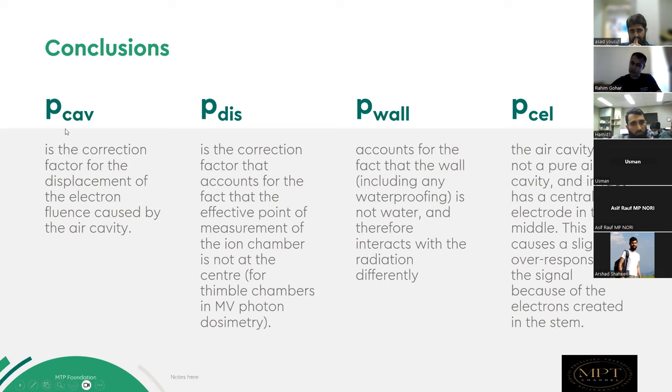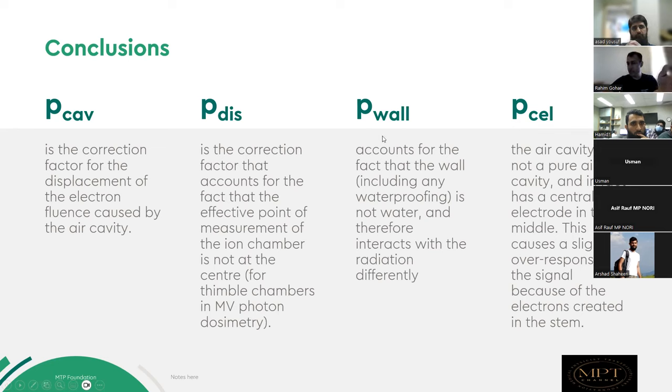So this is the cavity, and P cavity is the correction factor for the displacement of the electron fluence caused by the air cavity, because that's not a phantom. That's not the medium. Medium means there's a medium, but not the water medium. So P displacement, you were discussing, right? The effective point of measurement is not at the geometrical center of your chamber. This is one of the reasons, which we have discussed in the group multiple times, why we are not applying the effective point of measurement while doing reference dosimetry: it has already been taken into account in the KQ factor. It has been answered many times if you are following the chat.